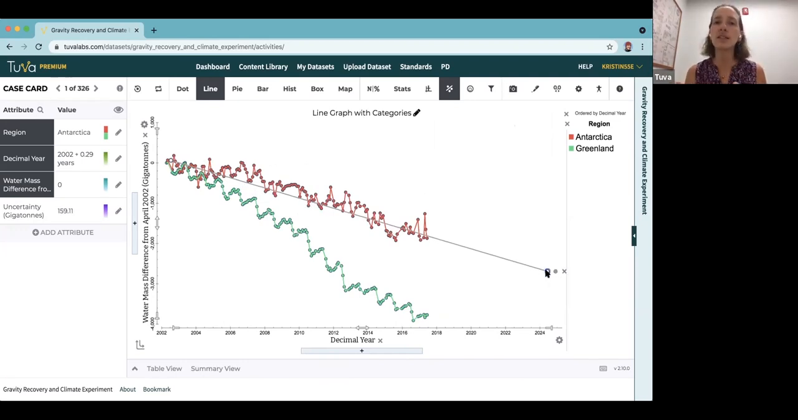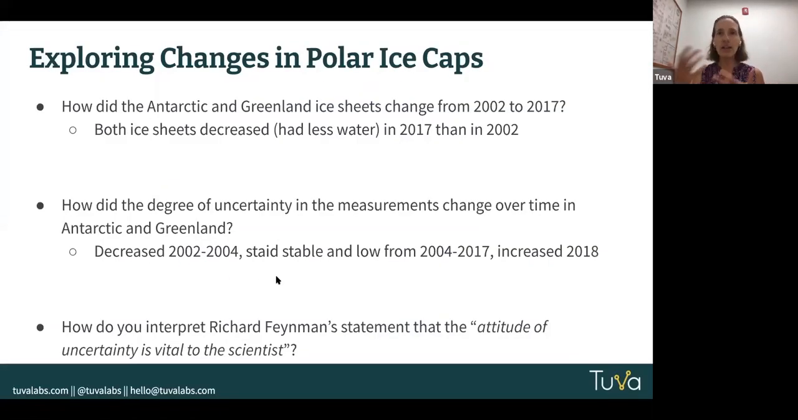But we can play and tinker and use these features to help us answer these questions and dive into this data set further to help us think about what's happening in the polar ice caps across the same time period. So our question, how did the ice sheets change? Well, they both decreased. They had less water mass at the end of the data set in comparison to what they had in 2002.